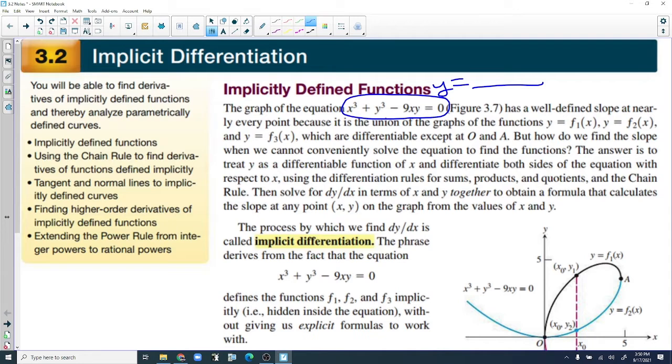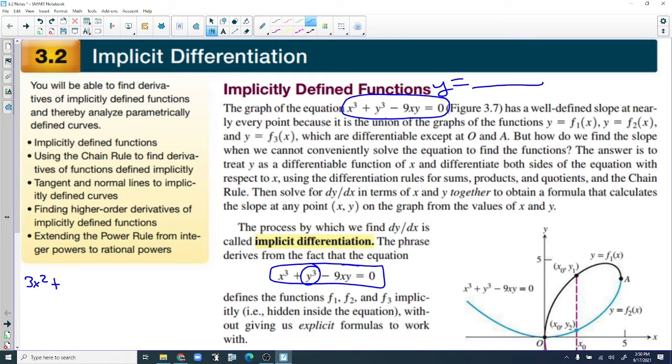Using the differentiation rules: sums, products, quotients, and chain rules. So we're going to use all the rules of differentiation, but we're going to pretend that we know what y equals. And so there's really this inside function for y equals something. And every time we take the derivative of y, we're going to multiply times the derivative of the inside.